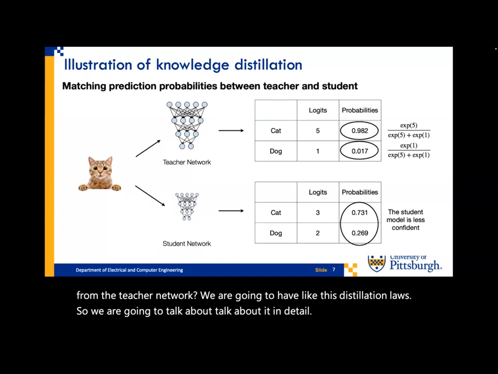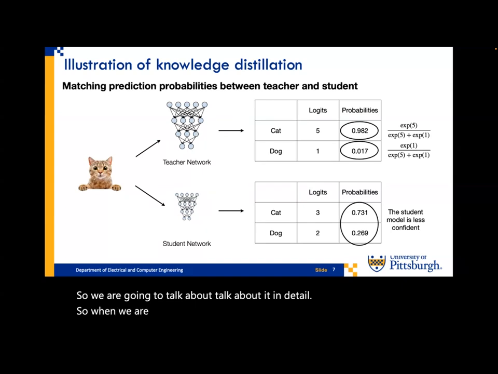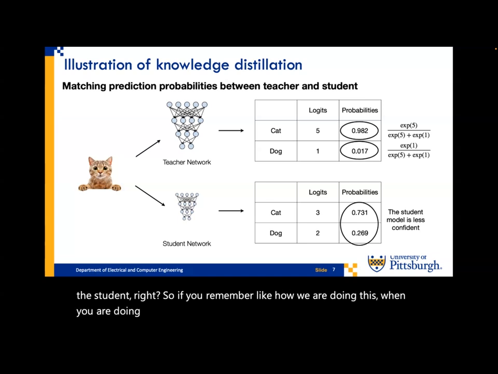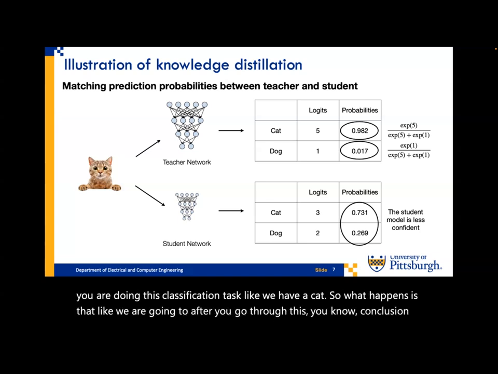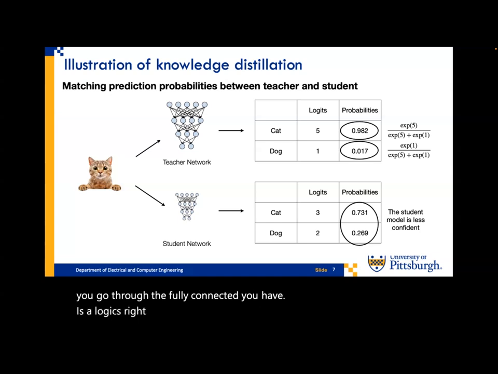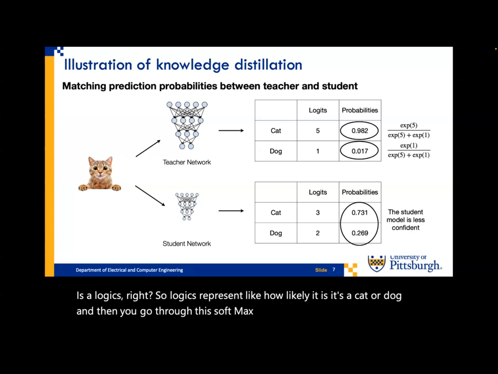When we are trying to teach a student network, the most intuitive way is to match the prediction probabilities between the teacher and the student, right? If you remember how we do this in a classification task, say we have a cat: after you go through the convolution and the fully connected layer, you have these logits, right? Logits represent how likely it is a cat or dog. And then you go through the softmax to get a probability distribution.